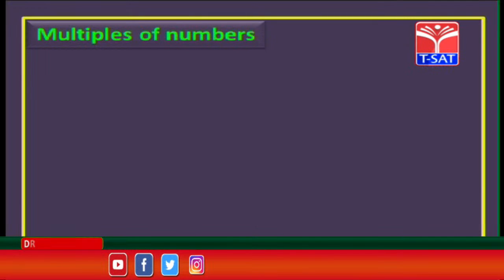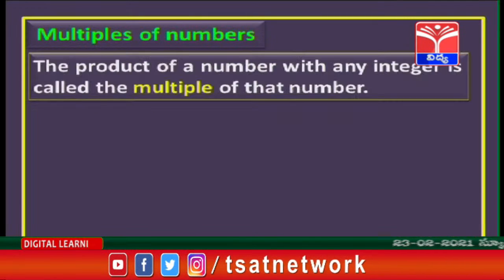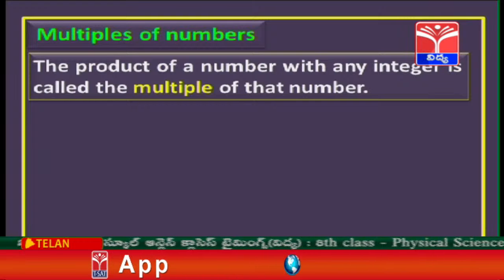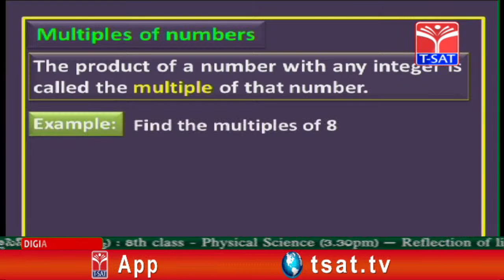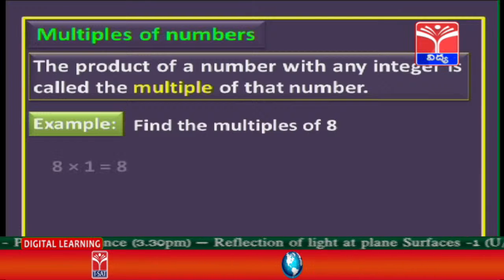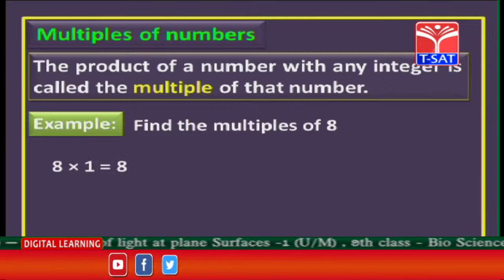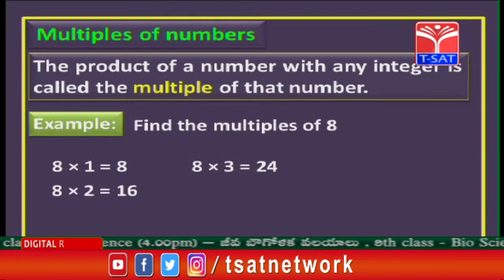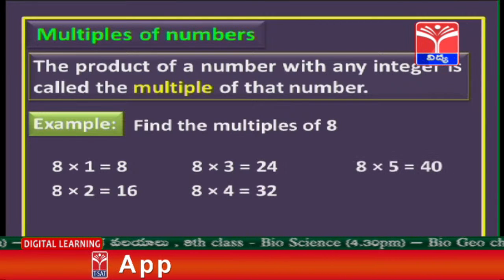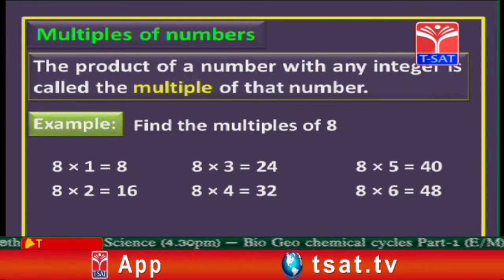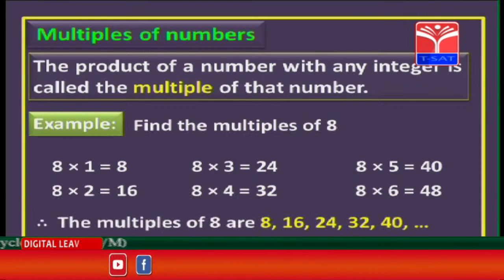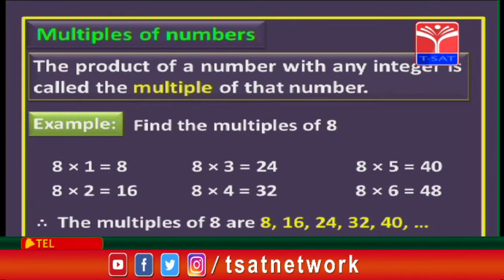Let us see what we mean by multiples of numbers. The product of a number with any integer is called a multiple of that number. Let us take an example. I will find the multiples of 8 here. When I multiply 8 with 1, I get back 8, whereas when I multiply with 2, I get 16. Similarly, 8 into 3 is 24, 8 into 4 is 32, 8 into 5 is 40 and 8 into 6 is 48. All these are called multiples of 8, that is 8, 16, 24, 32, 40 and so on. You can write an infinite number of multiples of 8.